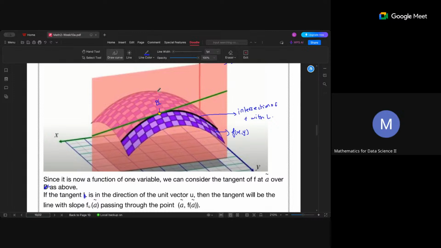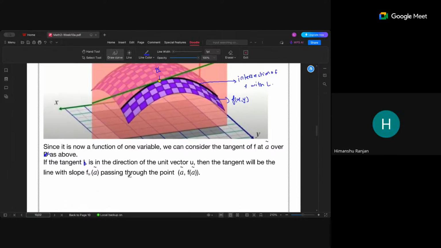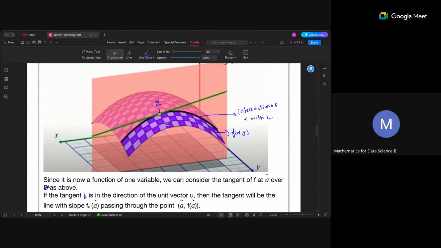Do you understand from the graph what's going on? Yes, ma'am. We are just looking at what is the tangent line at this point in a specific direction. Okay, so now you are having this point. Now I am considering this particular line. So if the tangent is in the direction of the unit vector u, then the tangent will be the line with slope f_u of A tilde passing through the point A tilde comma f of A tilde.